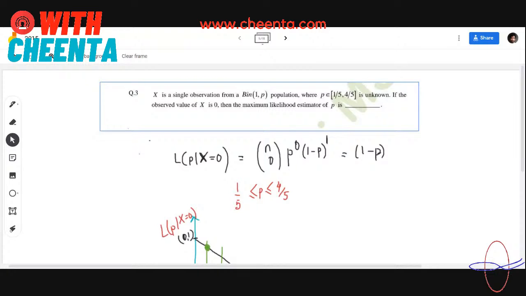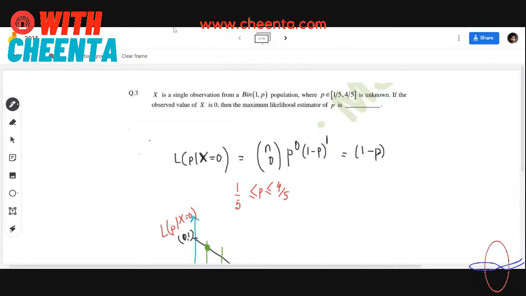So X is a single observation from Binomial(1, p), where p is in the interval [1/5, 4/5]. So essentially it's information over here. It's a very important thing to remember: p is restricted, and we can generalize this aspect. Let's see, if the value of X is 0, then what is the maximum likelihood estimator of p? That's what the question is all about.